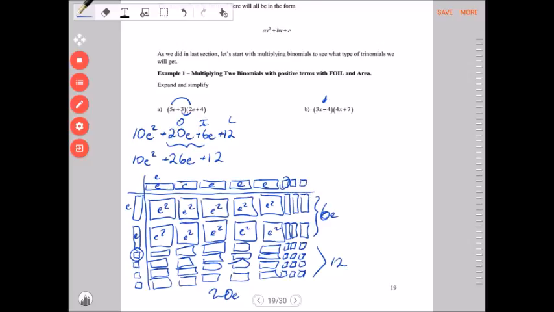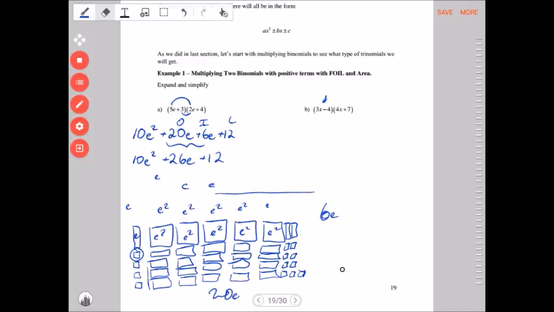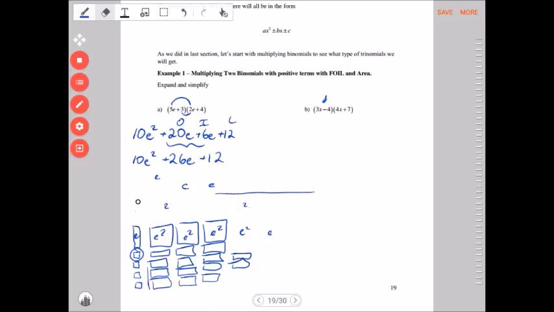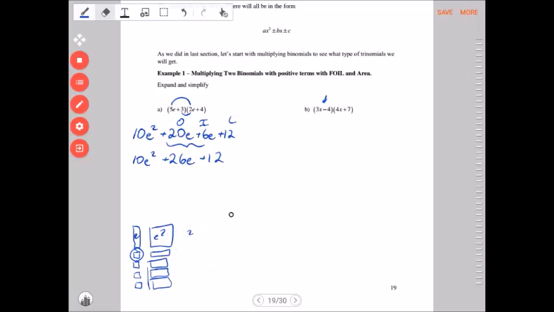I'm going to erase that so I can do the next one. Remember these are all positive. All right, erase. If you ever want to see that again, you can just go back and rewind because it'll still be there. Awesome.